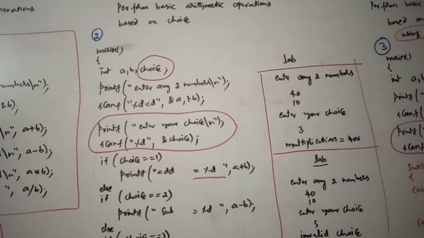So here you are not performing all the operations together. You are performing any one based on your input. That is your choice. If, else if, else and so on. You copy the program in the notes. Always try to observe the difference between each and every program.